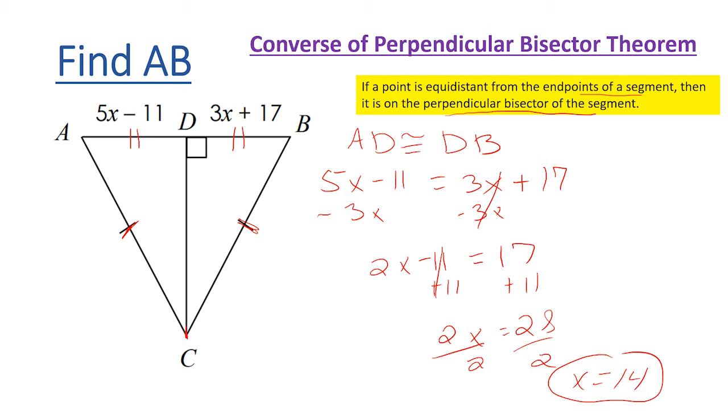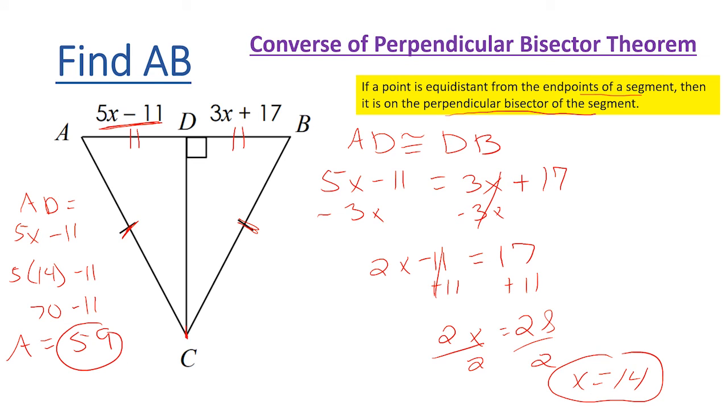We're not done. We've only found x. We want to find AB. So I'm going to plug it in to 5x minus 11. So 5 times 14 minus 11. That gives me 70 minus 11. So AD, 70 minus 11 gives me 59. Alright, so now since we know that AD is congruent to DB, DB should also be 59. So in order to find the whole thing, we just add 59 plus 59.